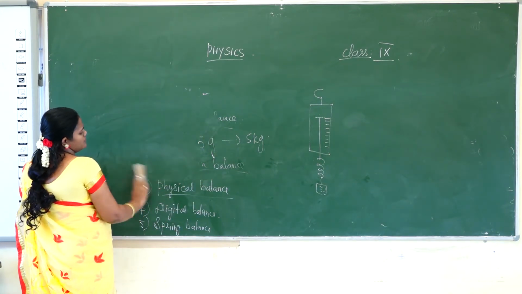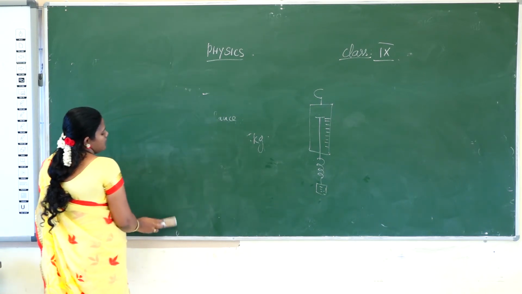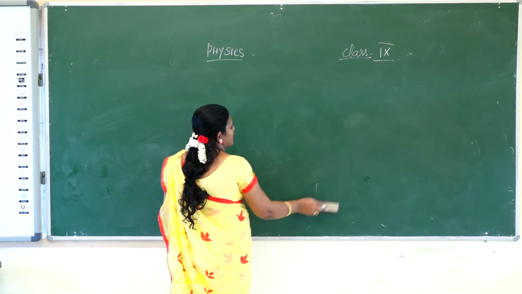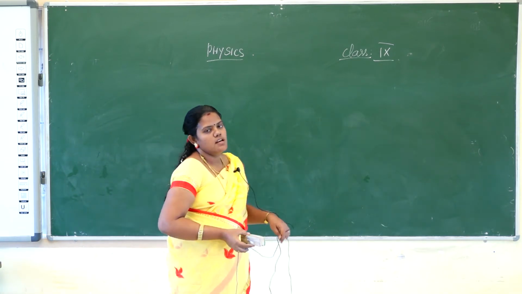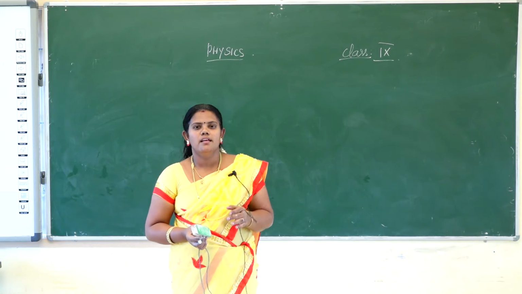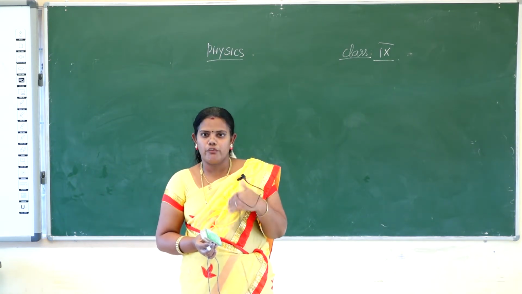There are two terms, one is mass and one is weight. What is mass, what is weight? What is the difference between mass and weight? Suppose my mass is 60 kg. How will you calculate my weight?